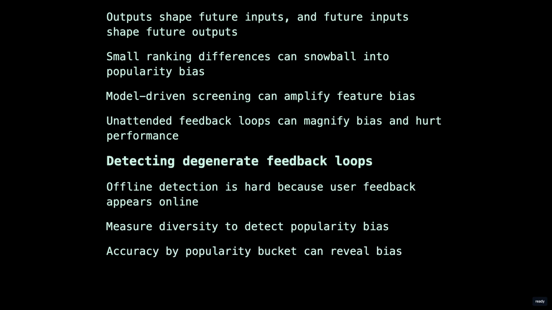Another useful check is to compare hit rate across popularity groups. If the model is much better at recommending popular items than rare ones, the pattern points toward popularity bias and a possible feedback loop.